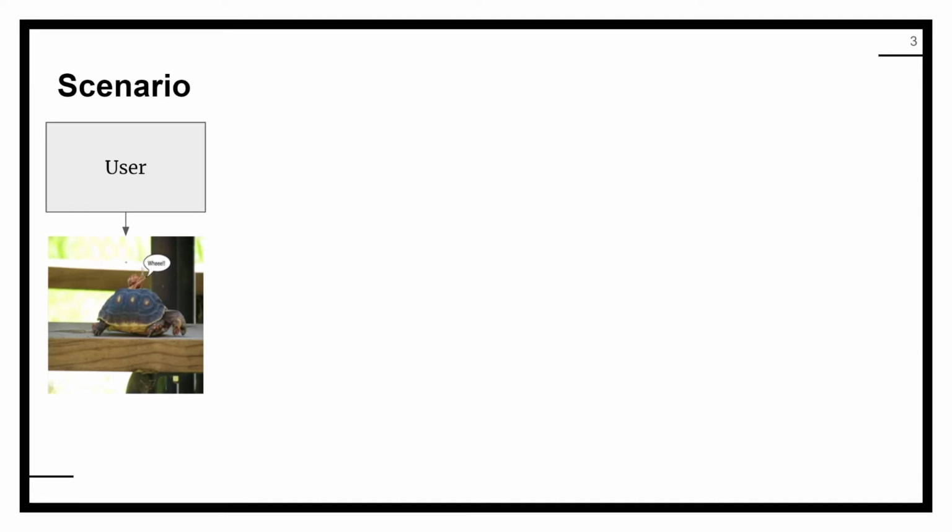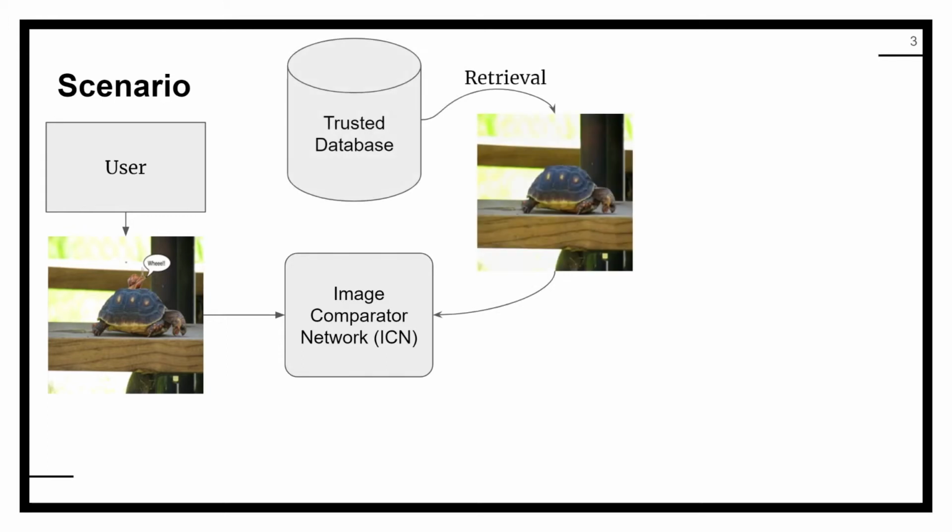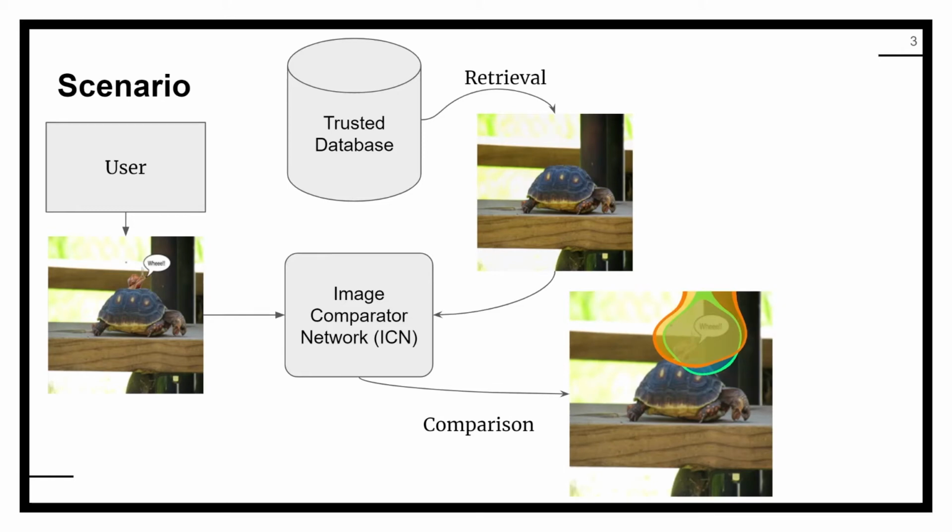A user who encounters such an image could then use our proposed image comparator network, or ICN, to retrieve the original version of an image from the database. ICN then compares the query with the original and highlights areas of any editorial change if present, while ignoring any benign transformations. We propose novel contributions to both the retrieval and comparison stages of the process.